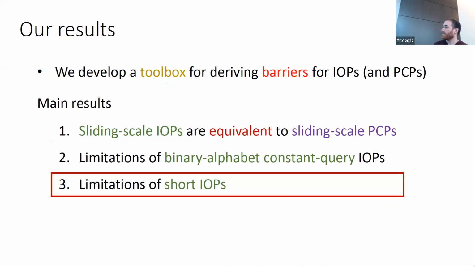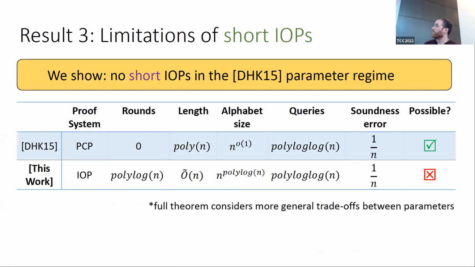So finally, let's look at limitations of short IOPs. We show that there are no short IOPs in the DHK parameter regime. To remind you, the DHK PCP has polynomial length and polylog log n queries and inverse polynomial soundness error. And we show that even if you have polylog n rounds, you can't get this length down to n times polylog n. And the full theorem considers a much more general trade-off between parameters.